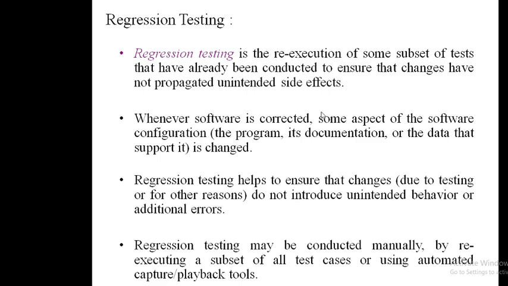The overall concept of regression testing is this: once a project, software, or any component is developed, it is tested, all the unit tests are completed, and integration testing is completed. Then if any modification occurs, if you change anything, regression testing takes place to check whether there are any side effects. Regression testing is also conducted manually by re-executing subsets of all test cases, or by using automated capture or playback tools.